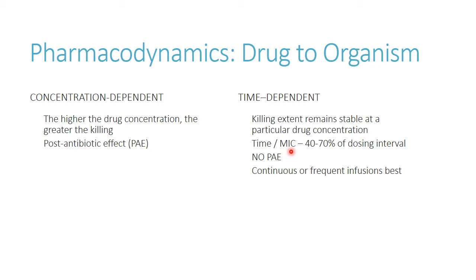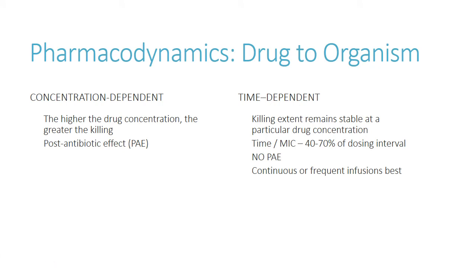So this means that we can either give a drug, say, via continuous infusion, right, and that would keep the level very steady, or we can give the drug very frequently. So say, for instance, if you see a drug being given, say, every 6 hours, that means that usually you're going to think that's more of a time-dependent killer, because by the time you give a dose, it's going to, let me try to draw this.